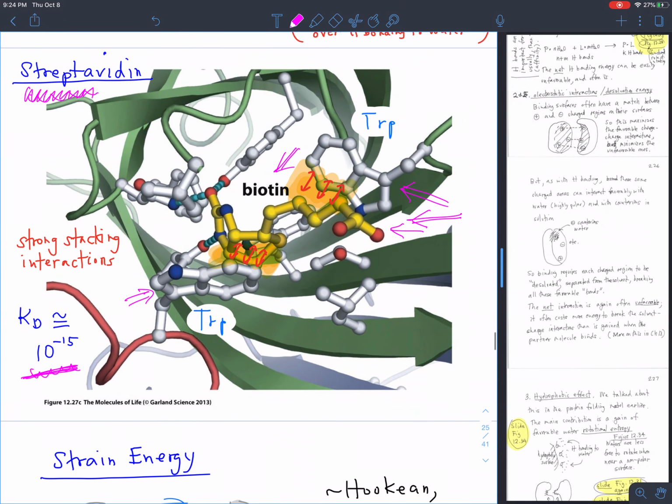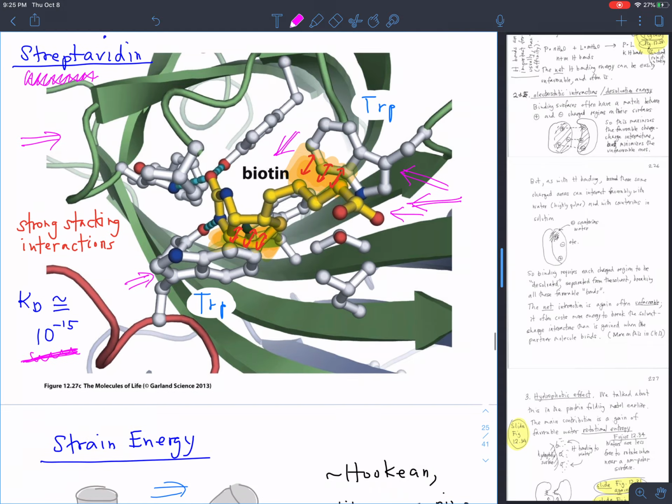I could talk a lot more about this because biotin streptavidin interactions are used widely in a technological way. It's important for biological function for bacteria, but who cares about that, right? It's much more important actually for a whole lot of technological applications in the biological sciences.